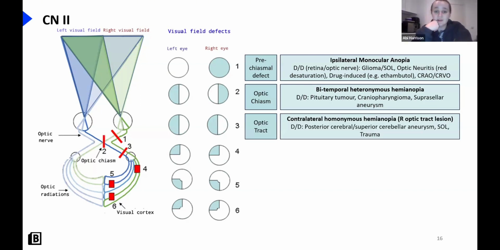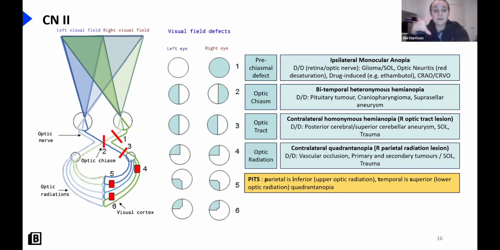If you get a lesion of your optic tract, the lesion affects the nasal fibres of one eye and the temporal fibres of the other eye, because you'll remember that it crosses at the optic chiasm. So if you get a right optic tract lesion, you can see you've lost the left halves of each field. That can be caused by an aneurysm that compresses on the tract, a space-occupying lesion, or trauma.